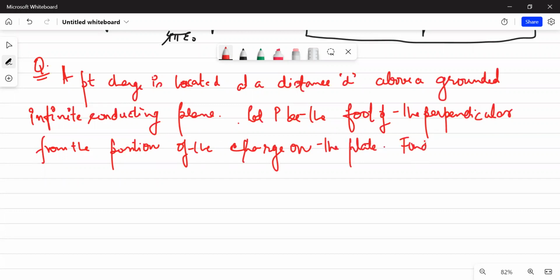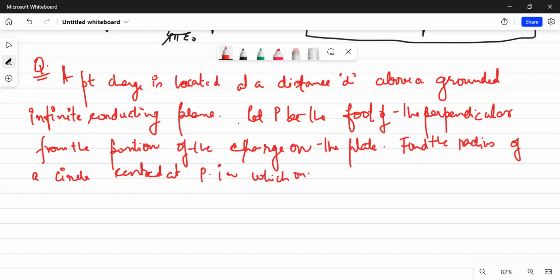Now one asks: find the radius of a circle centered at P, in which 1/4 of all the induced charge lies.